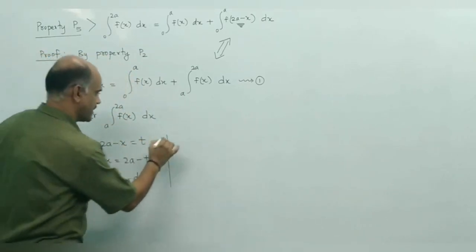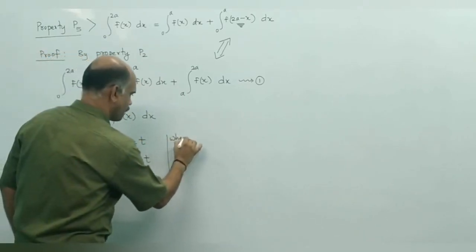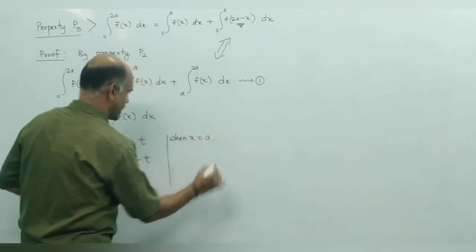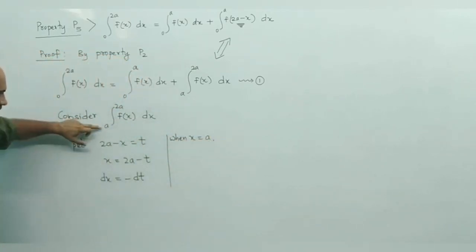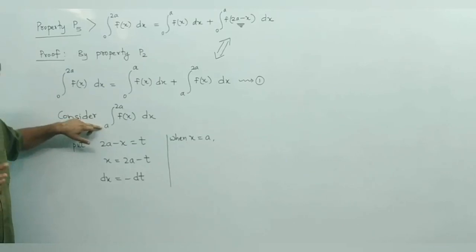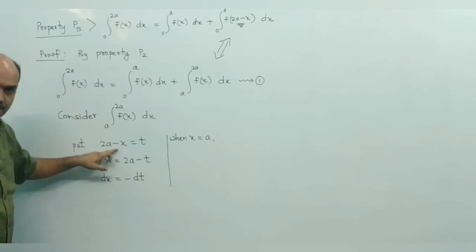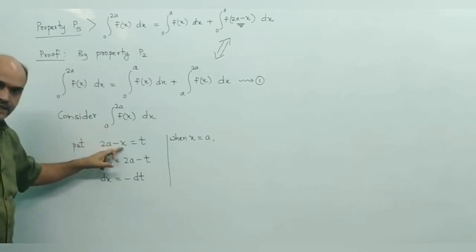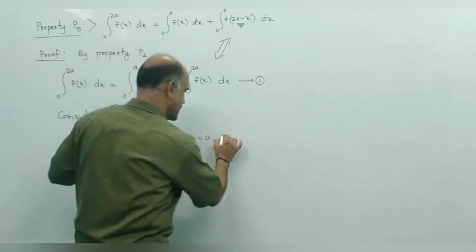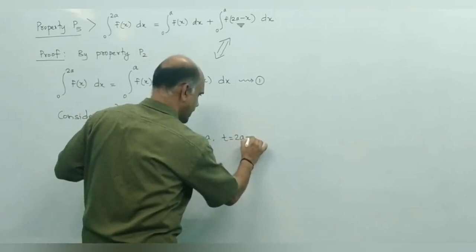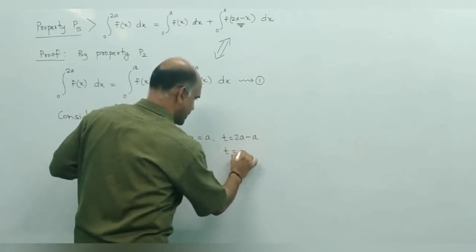So when x is equal to a, substitute in what we have taken as put. Put x equal to a over here, so you will get t is equal to 2a minus a, so you will get t is equal to a.